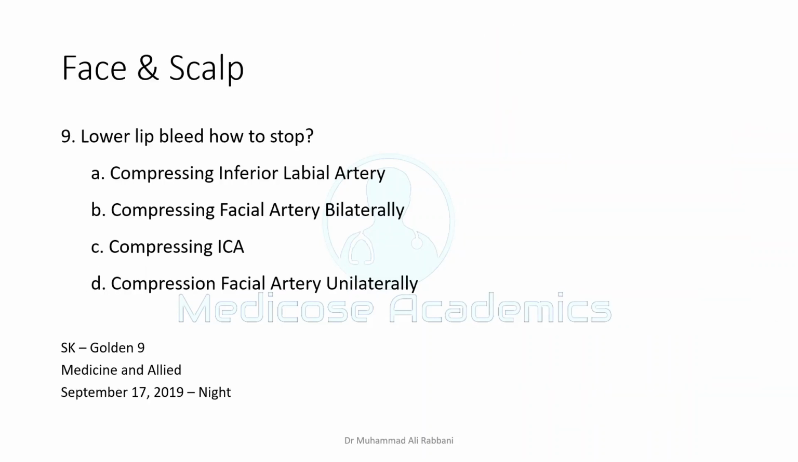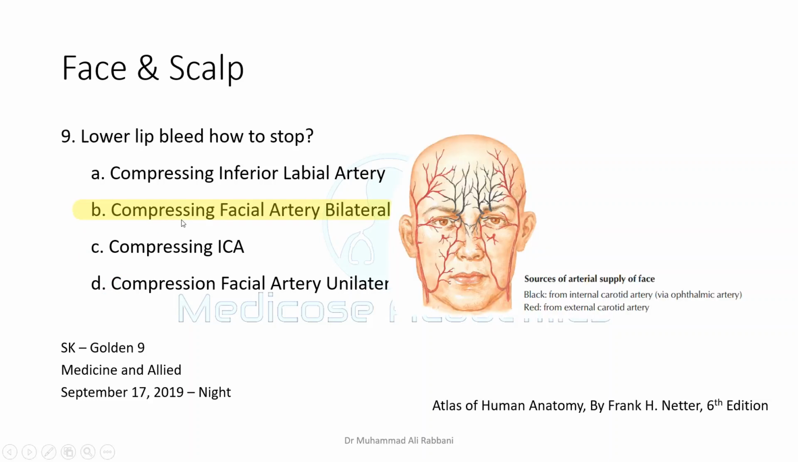Moving on to the questions in the head region. There is a question: lower lip bleed, how to stop? For that, you should know the arterial supply of the head and neck, basically the face, and you should know that the lower lip is supplied bilaterally by the facial artery and they freely anastomose in the midline. So the questions that can get confusing are about this one and this one.